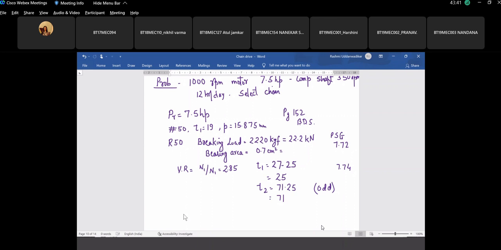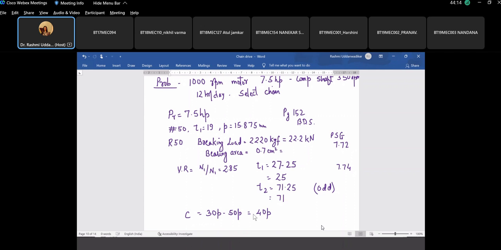Then the center distance. As you understand, we always take it in the range of 30p to 50p, and let us safely go with 40p. On the lower side, the constraint for a smaller center distance is that the sprockets become too close to each other. If you take too large a center distance, then the chain would start sagging. So we take a value around 40p every time.